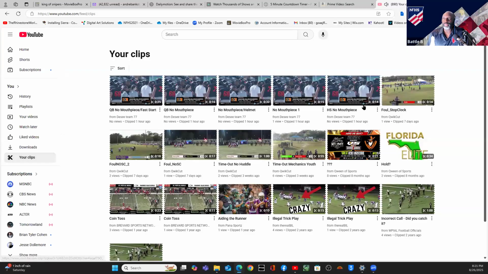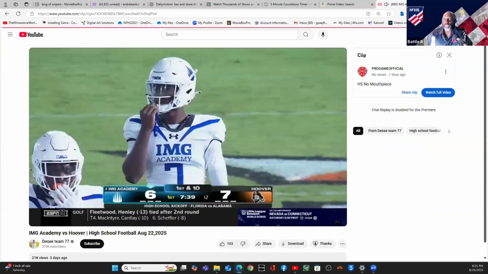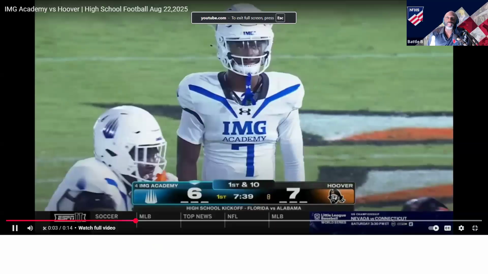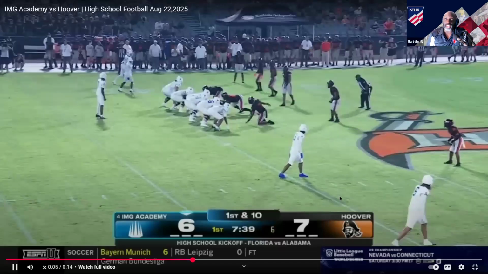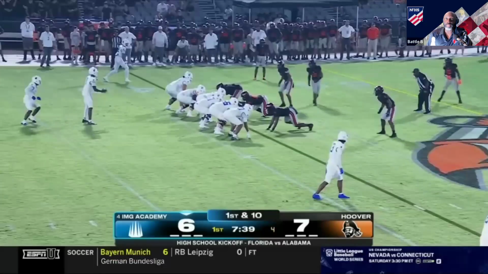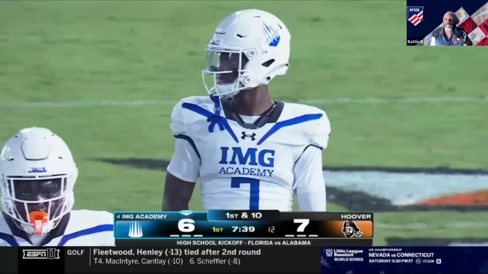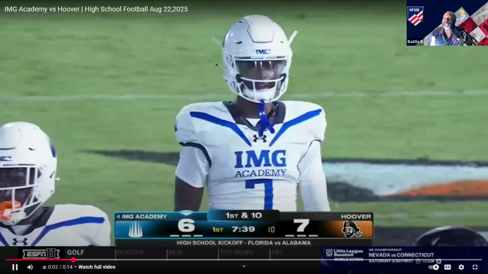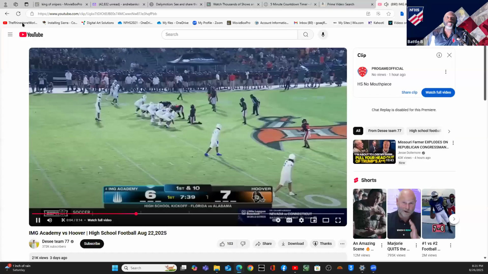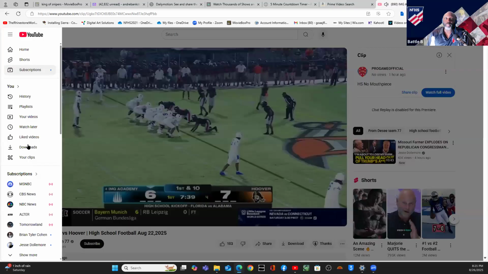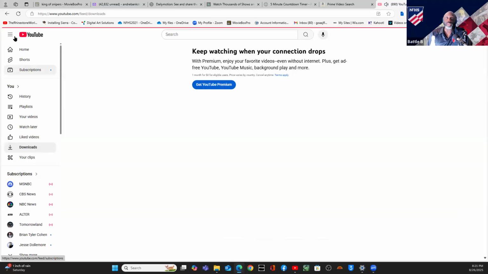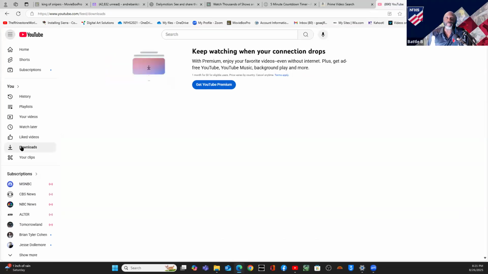Let's go to another one. Let's go to this one. This is the quarterback. No mouthpiece. And it's still dangling, and the play is off. No one stopped the play. No one told him he got to get out of the game. They ignored it. I'm sorry, I went to the wrong one. And this is what typically happens every high school game.